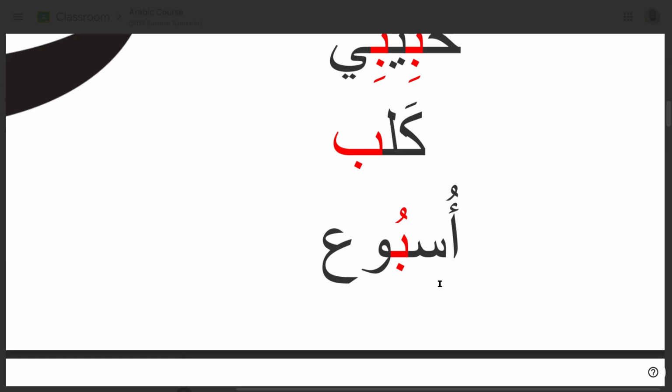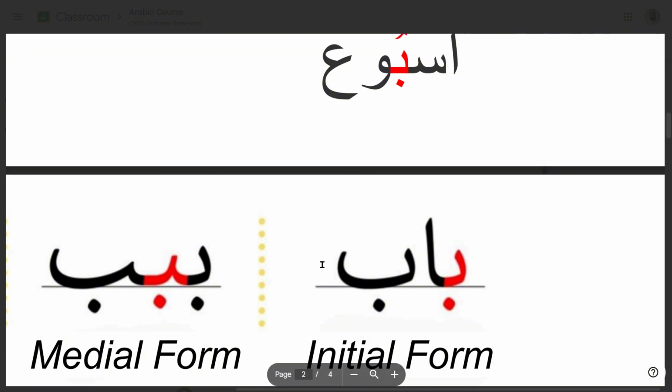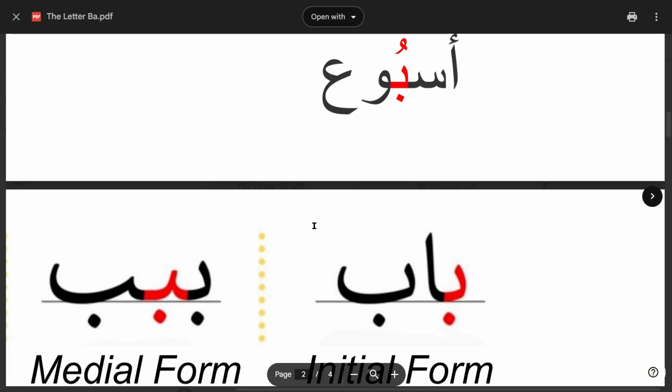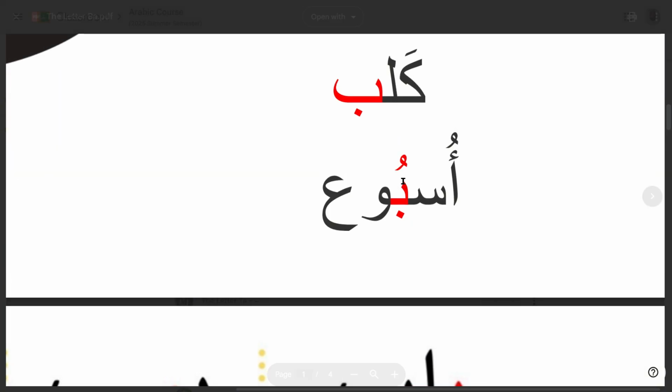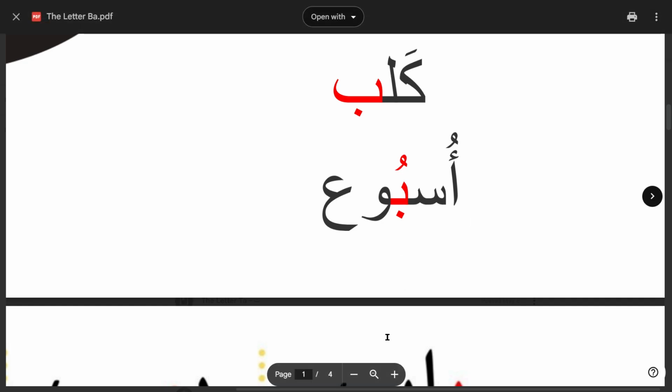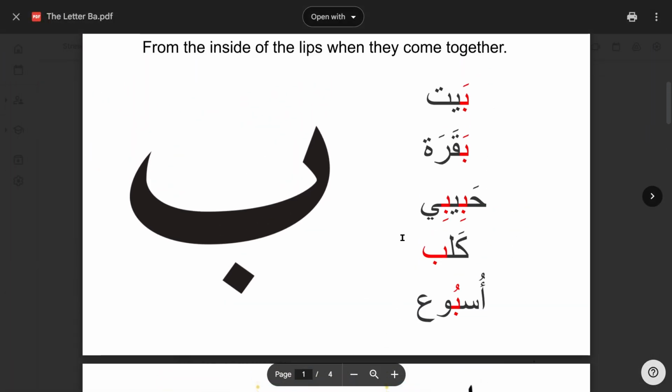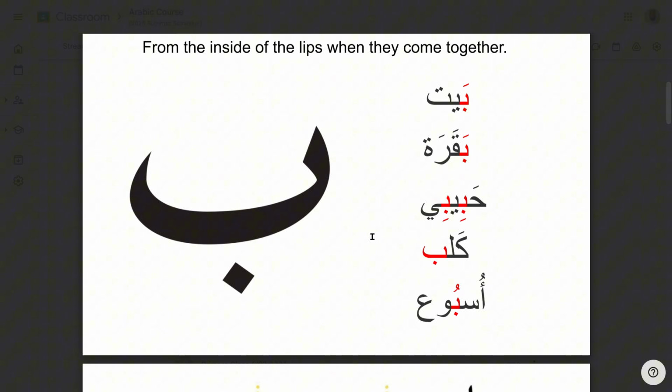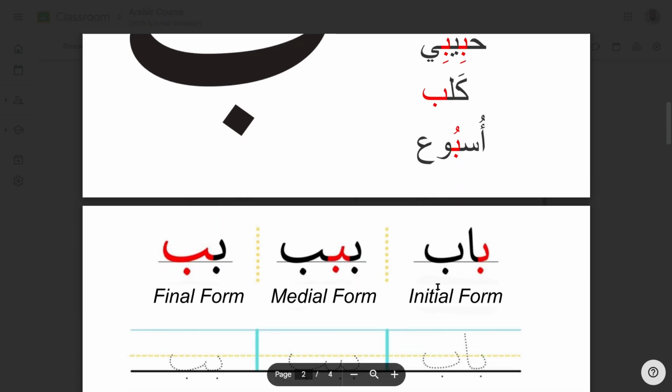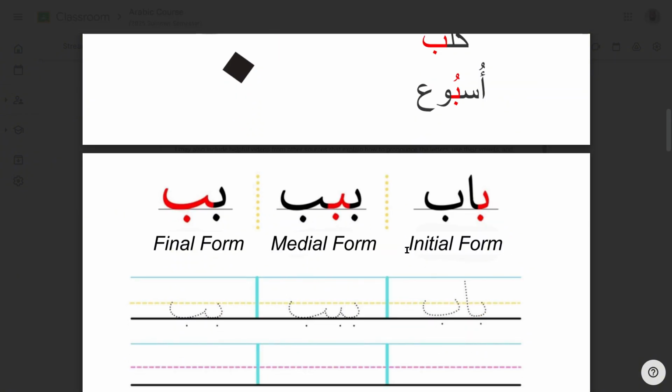Last example, we have Usbu'a, which means week, like we have class every week. We have the letter Ba right here. It's in the middle. We recognize it in its medial form, like right here. Dot at the bottom. It's right there. So slowly but surely, we'll start recognizing and finding these letters. Initial in the beginning, middle in the middle, final in the final. Every letter has different forms. Some will be easier to spot, others completely change. And that we're just going to have to get used to.